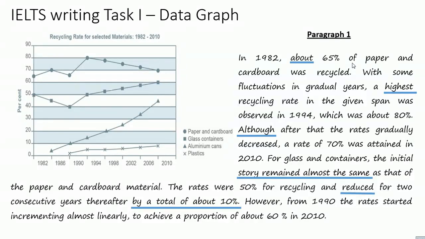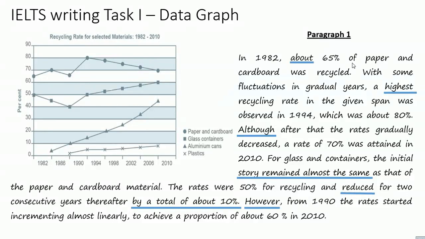Proceeding further, and reduced for 2 consecutive years thereafter by a total of about 10%. Now take a note of this. I have been writing the exact percentages or almost the approximate percentages in my paragraph from start. What I've done here is I have given the span of increase. I have not written that the count was this, the percentage was this. I've written the increase. There was a total increase of about 10%. This is a good habit to write, and you must include it in your writing.